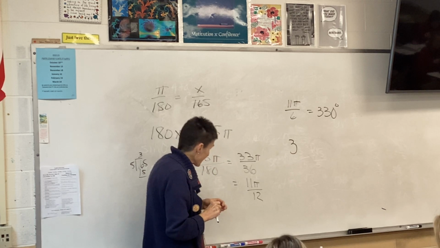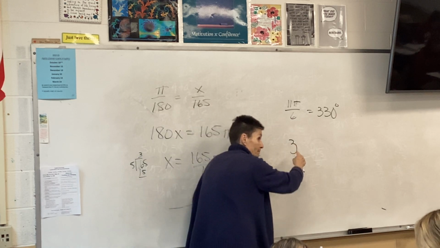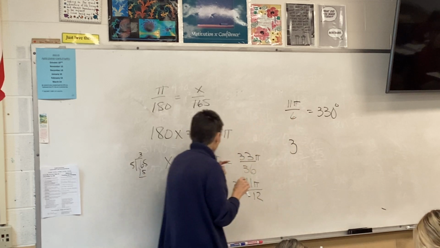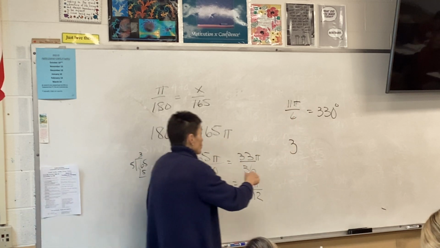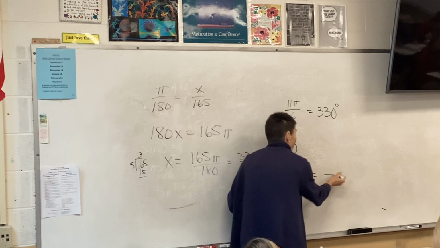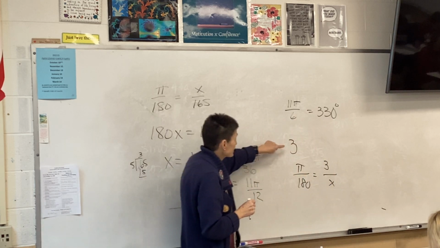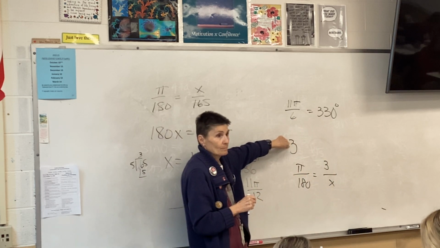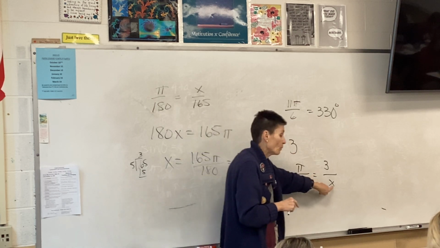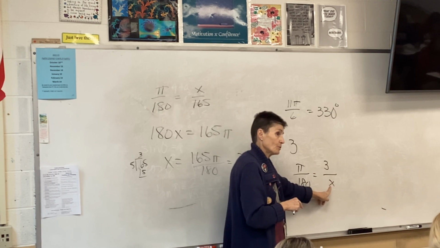Ooh, but what about this one? Pi over 180. Exactly. Ellie says we're going to do the 3 because there's no pi in it. When it's got a pi in it, it's a shortcut. If there's no pi, then we got to do it this way. So we'll say pi over 180 equals 3 over x. This is a radian. You're trying to find the degrees. The degrees are what you're looking for. 180 is a degree. X is a degree.